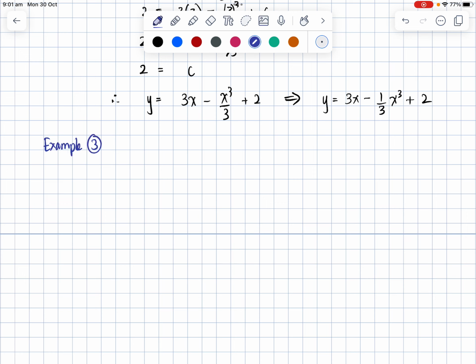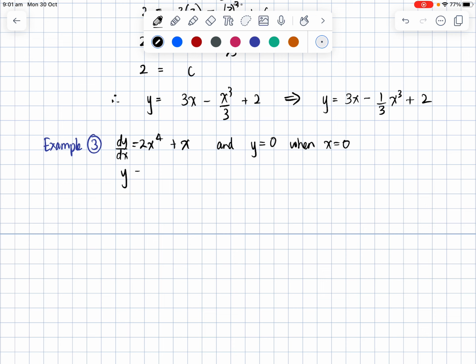Example 3 from today's lesson was 2x to the power of 4 plus x, and y equals 0 when x equals 0. Should put my notation in here. We had dy dx equals that.